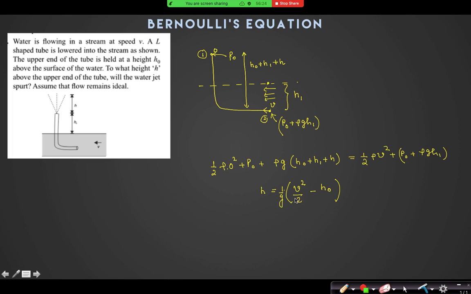Sorry, v square by 2g minus h naught. Yes, sir. V naught square by 2g minus h. So my answer came as half of this. Yes, sir. So look, I only have to choose the points where I have to find the velocities. Otherwise, for intermediate points, whatever is going on, you don't have to bother about that.